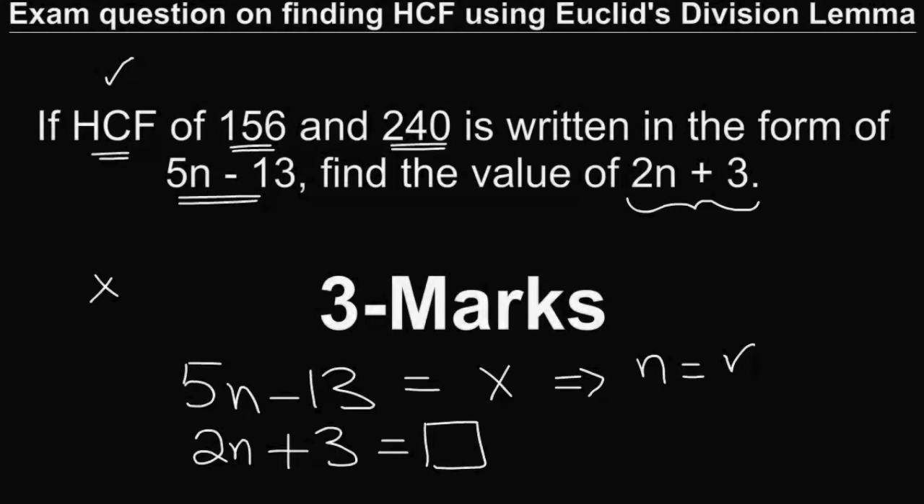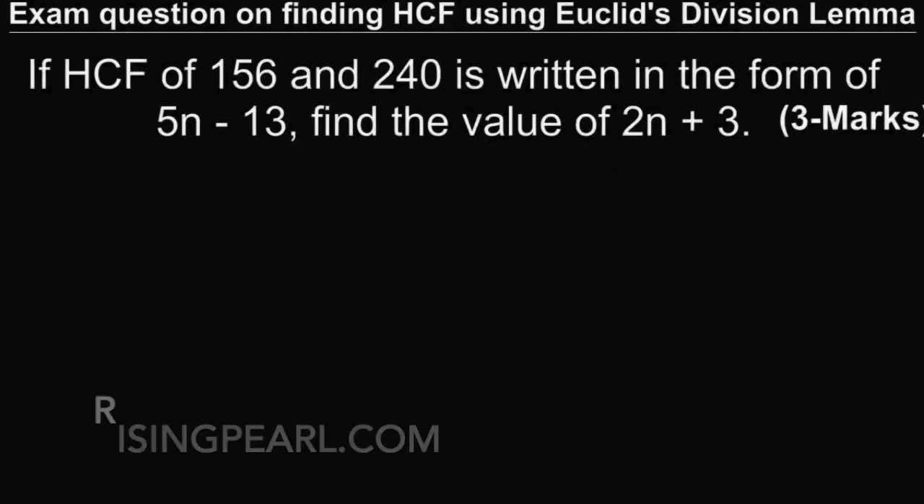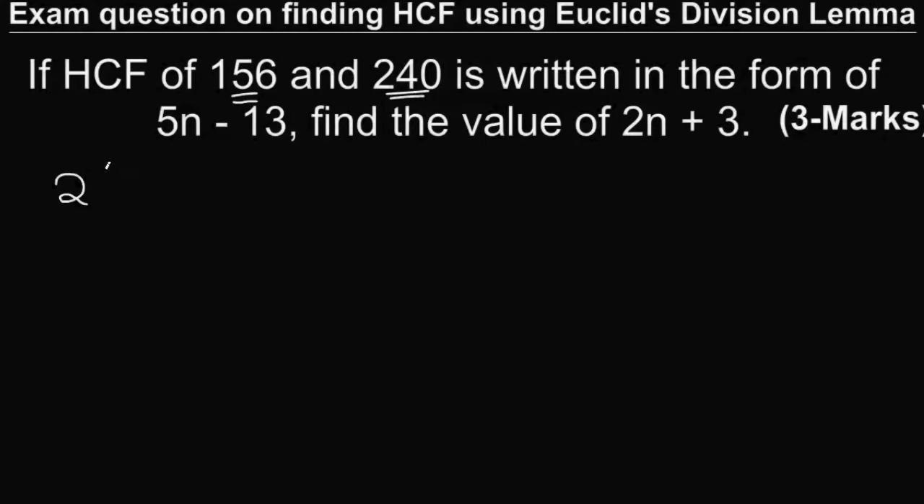Let's quickly go ahead and solve this particular question. Like we said, we can use either the prime factorization method or Euclid's division lemma. For purposes of this video, we are going to find the HCF of these two numbers using Euclid's division lemma. Euclid's division lemma states that we have to divide the larger number by the smaller number. So let's go ahead and apply it.